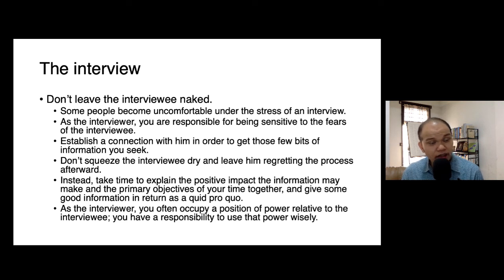And whenever they give you good information, you should also give something in return. Okay, well, not just the thank you note, which we'll talk about a bit later, but really something else. Something more than just a thank you, right? And remember, as an interviewer, and this is what most interviewers or most consultants forget, they actually occupy a position of power.